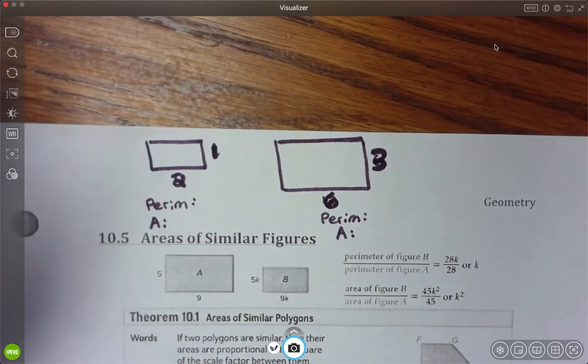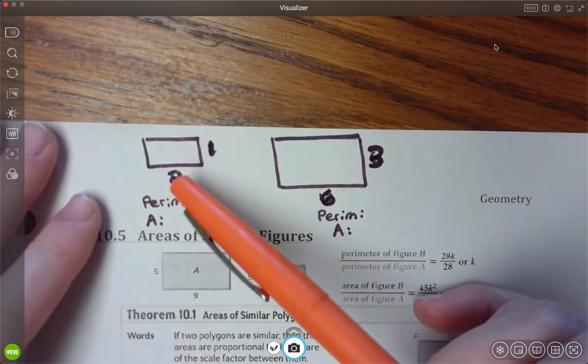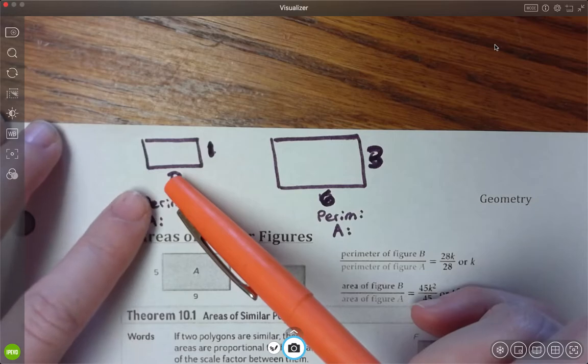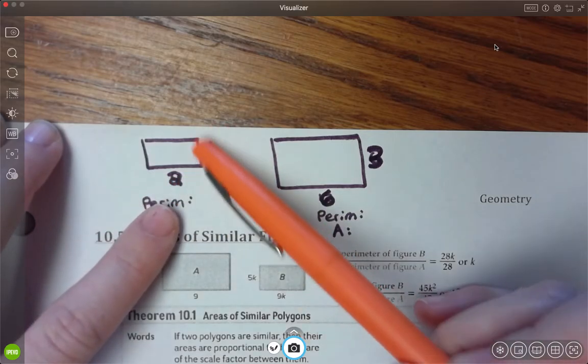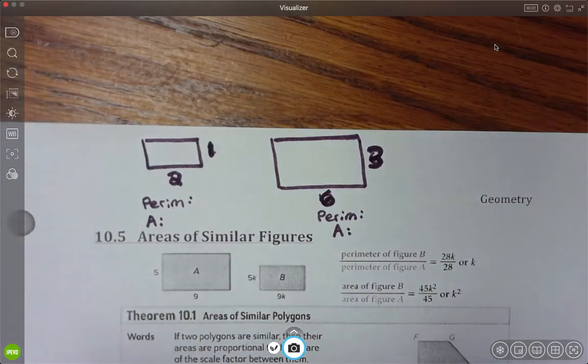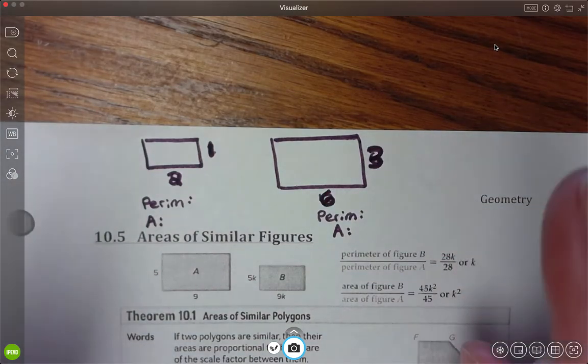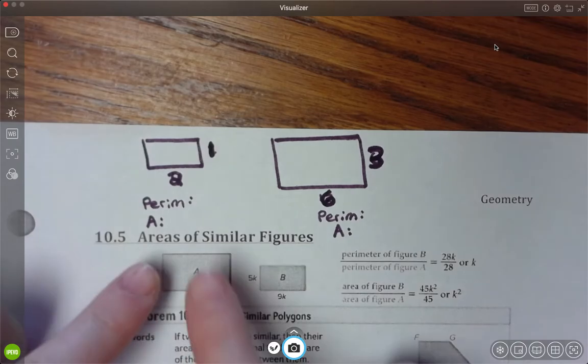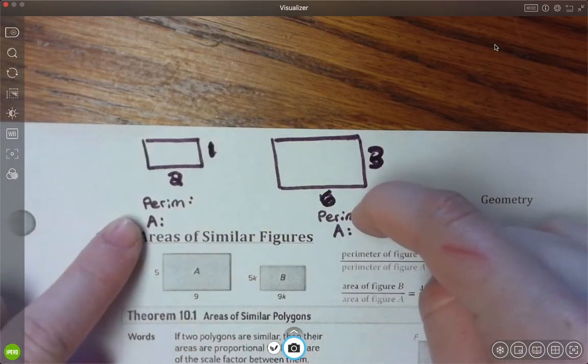I have two rectangles. One is labeled as the bottom side is 2 and the vertical side is 1. Then I have 6 and 3, okay? So I'm going to do an example of this so that you can see what's going on here. We'll find the perimeter of this one and the perimeter of this one, and then we'll do the area for both of them as well.